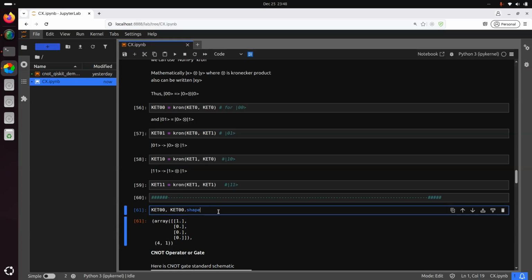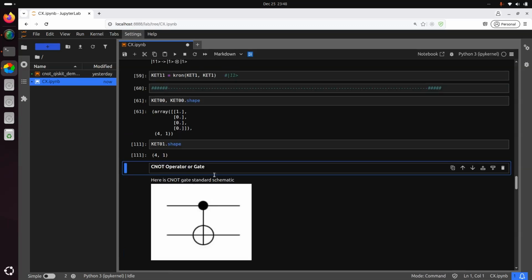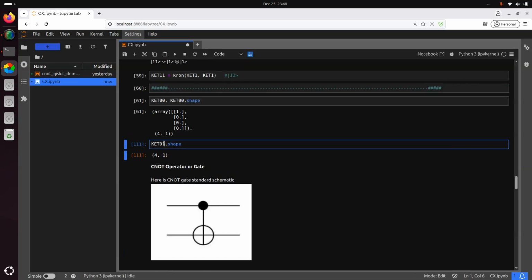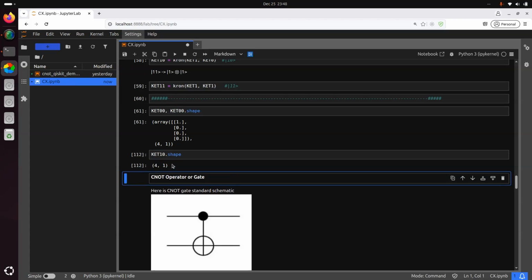I can also show you for the other one. It should be 4 cross 1, or we can also do it for ket 1 0, for example, it's 4 cross 1.